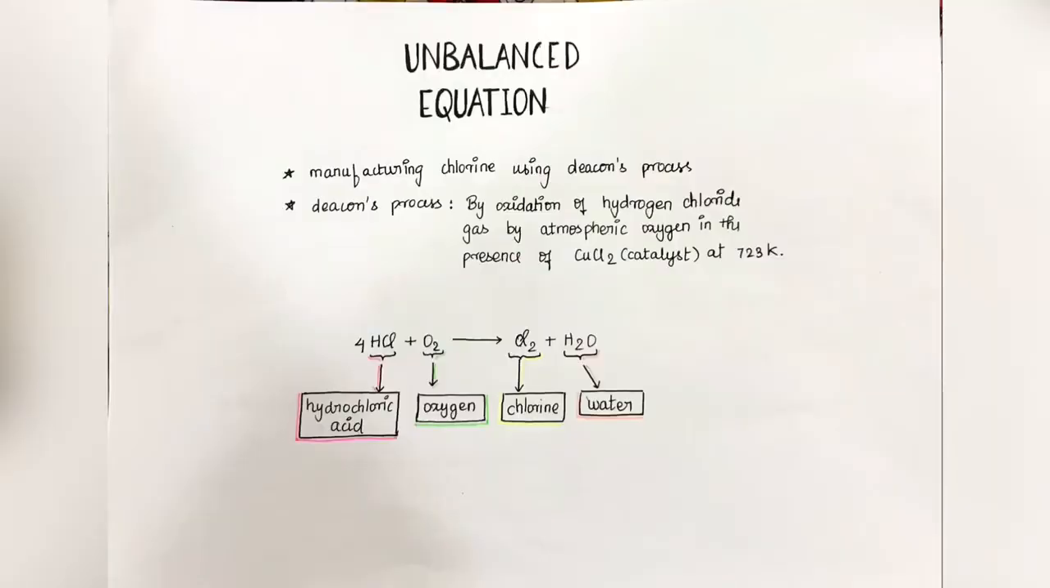So here we have the unbalanced equation of manufacturing chlorine using Deakin's process. Deakin's process is basically oxidizing the hydrogen chloride gas by atmospheric oxygen in the presence of CuCl2 as catalyst at 723 Kelvin. So the reaction here is HCl, hydrochloric acid, plus oxygen O2 gives Cl2, chlorine, plus H2O, water.